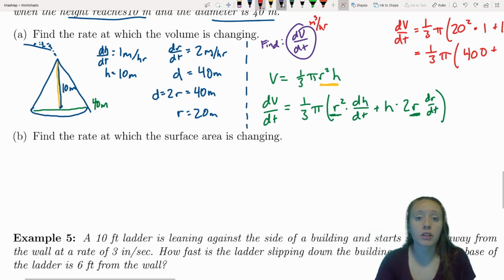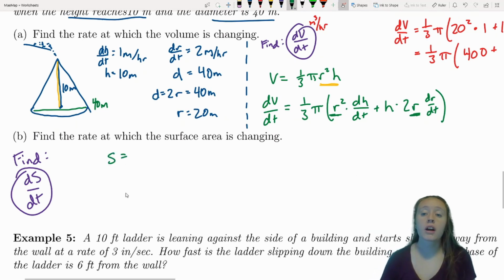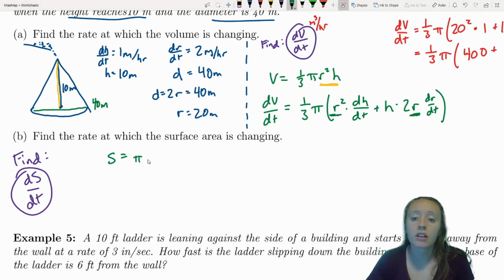So now I'm going to find, and I'll write surface area as S, so I'm finding dS/dt. And in order to find dS/dt, I need some formula that relates S to my other variables. So I need some surface area formula. And the surface area for a cone is pi r L. So we know r, but what even is L? Because all we have is r and h from our given information above.